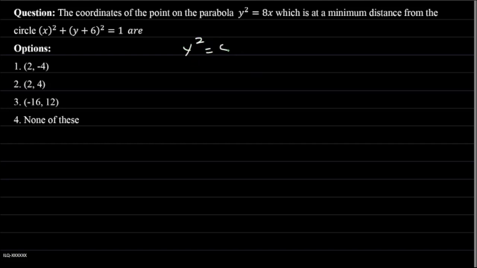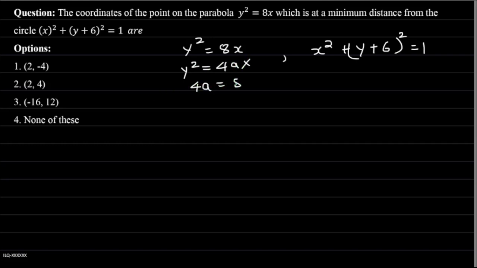One is y square is equal to 8x, and another equation is the circle equation, which is x square plus (y plus 6) whole square equal to 1. And the general equation of the parabola is y square is equal to 4a x. When we compare both equations, we get 4a is equal to 8, which gives a equal to 2. And from the circle equation, we can get the center point, which is (0, -6), and the radius is equal to 1.